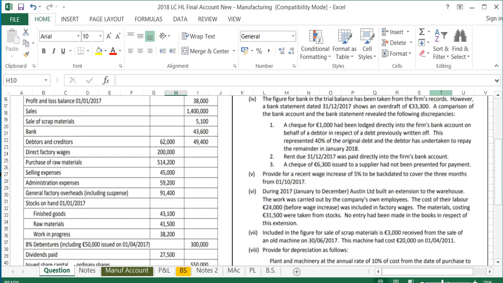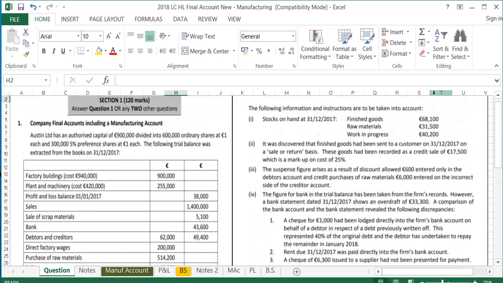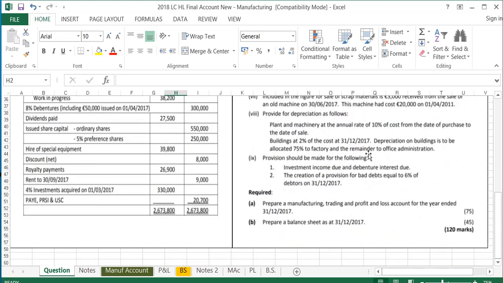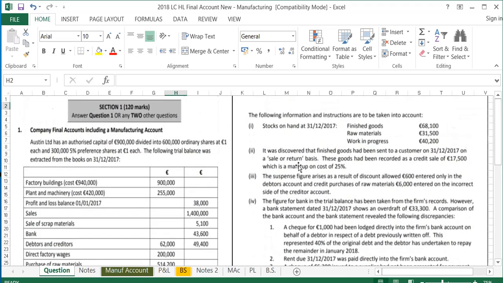Hi, today we are going to have a look at the 2018 Leaving Cert Higher Level Question 1 Manufacturing question. As with all these question 1s, you're given a trial balance, and with the manufacturing account you were given some notes also, and then you're asked to prepare a manufacturing account, trading profit and loss account, and a balance sheet. So we're going to start off with the notes.